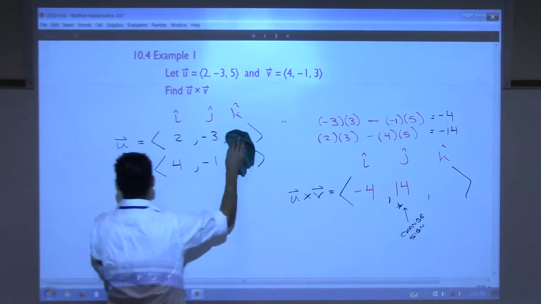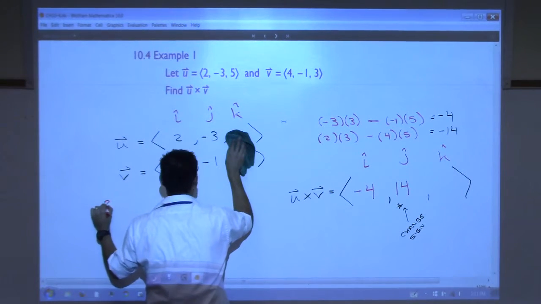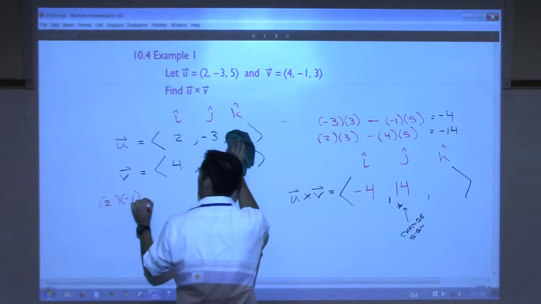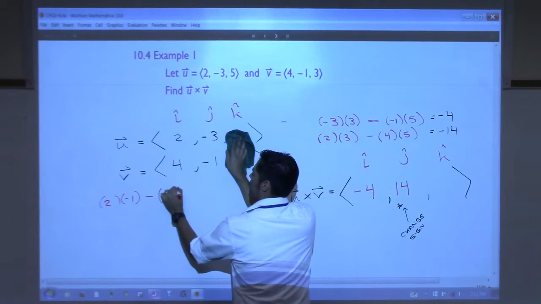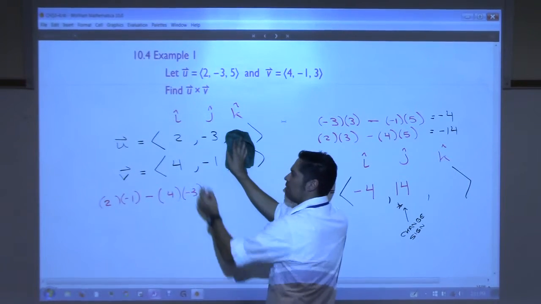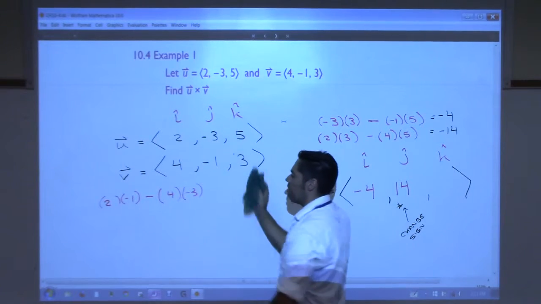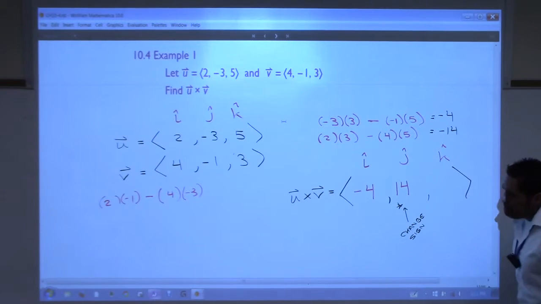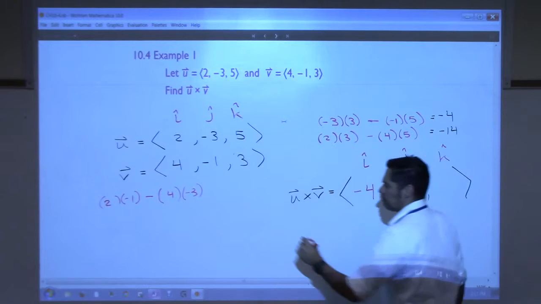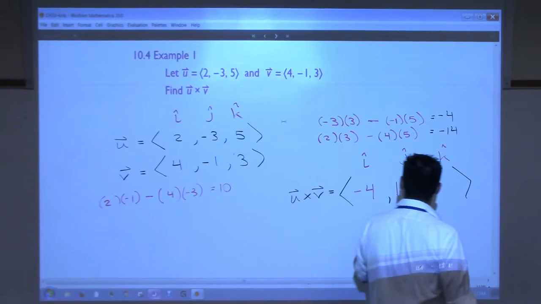So what? Negative 2 times negative 1 minus 4 times negative 3. Is that what I did? 2 times negative 1 minus 4 times negative 3. What's that? 10. And you do not change the sign.